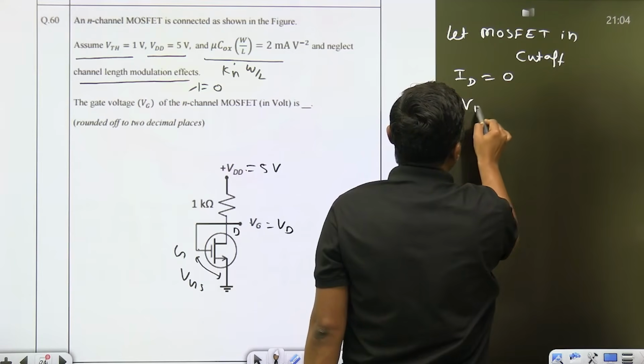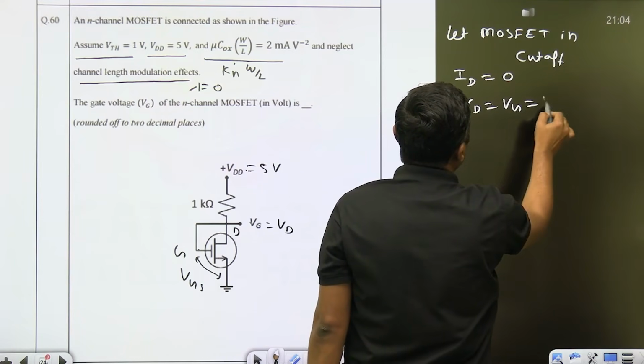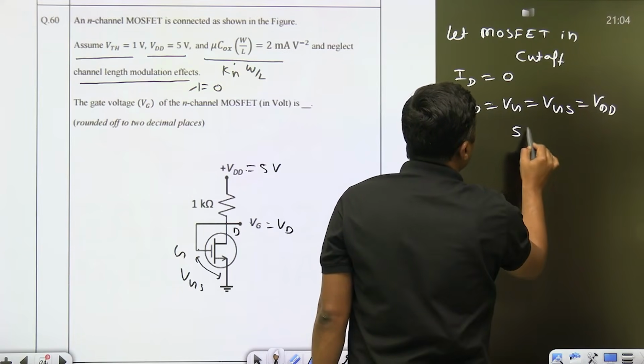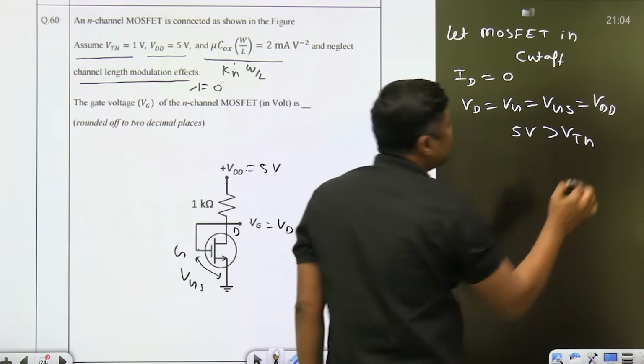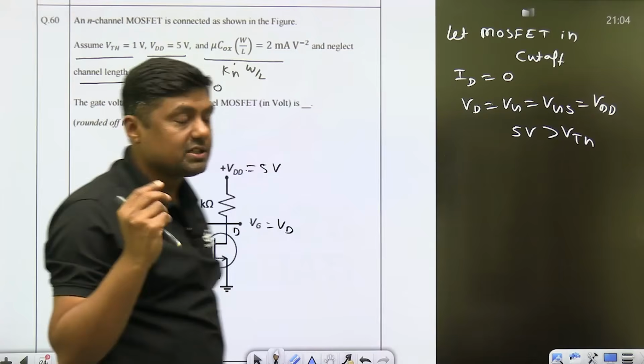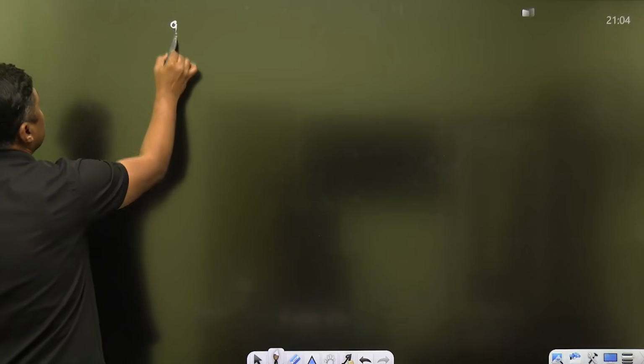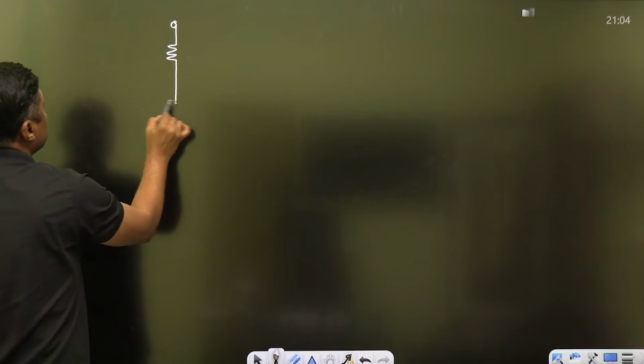So VD will become VG is equal to what? VGS is equal to what? VDD, 5 volt. And this is greater than VTH. And that's why it is not in cutoff. Our assumption is wrong. Now there are 2 regions, guys. One is triode, and one is saturation region. Not in cutoff means one is triode, one is saturation.